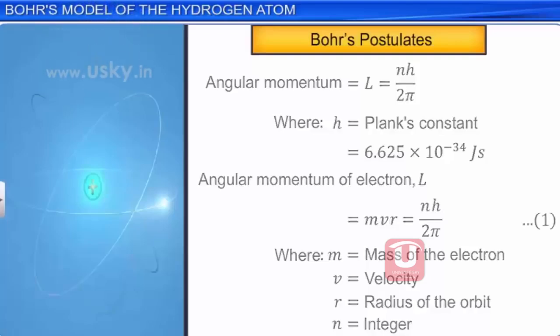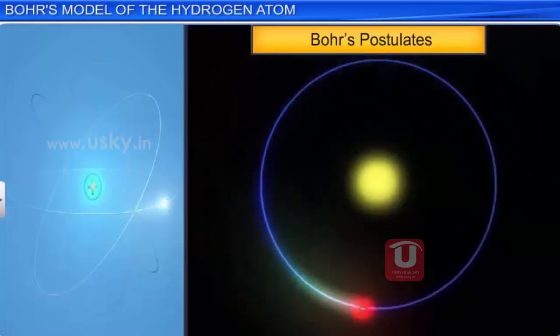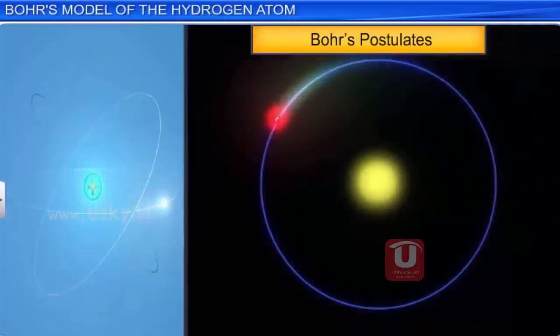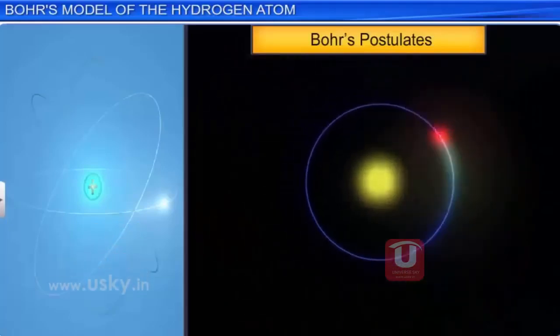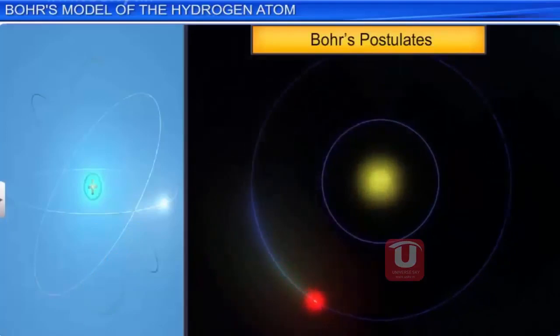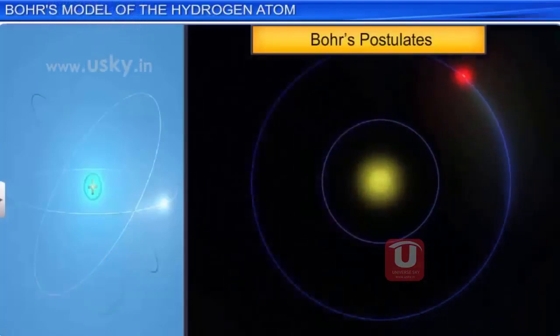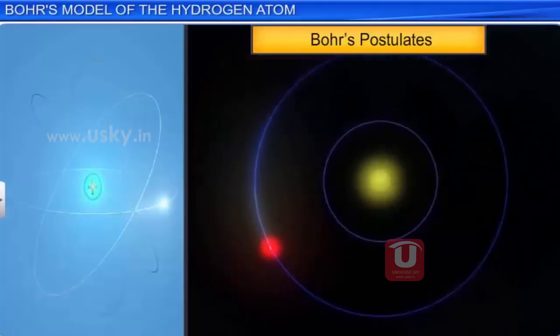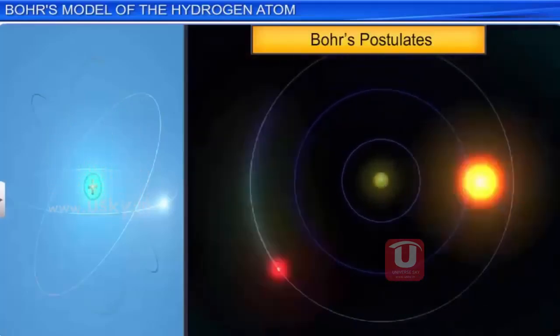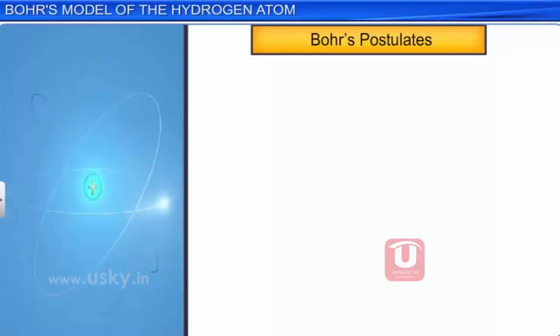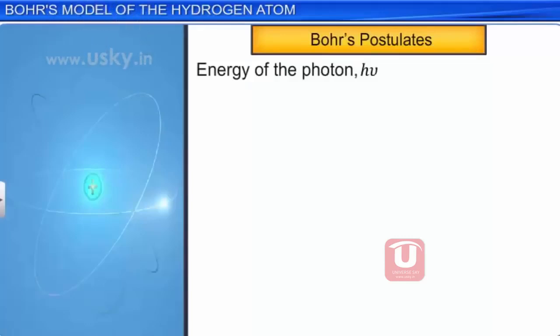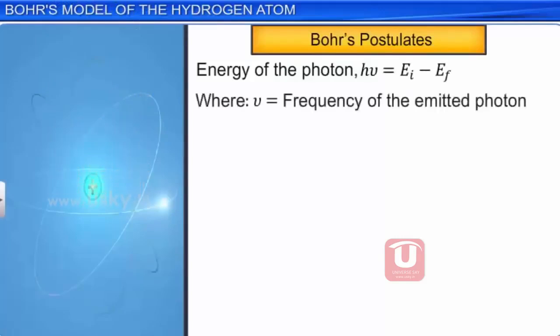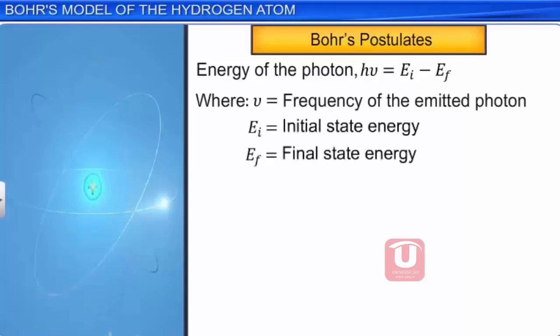According to Bohr's third postulate, an electron might make a transition from one specific non-radiating orbit to another of lower energy. When it does so, a photon is emitted having energy equal to that of the energy difference between the initial and final states. Then, the frequency nu of the emitted photon is given by the relation h nu is equal to EI minus EF. Here, EI is the initial state energy and EF is the final state energy of the electron. Let this be equation 2.